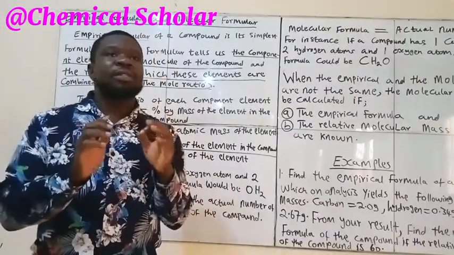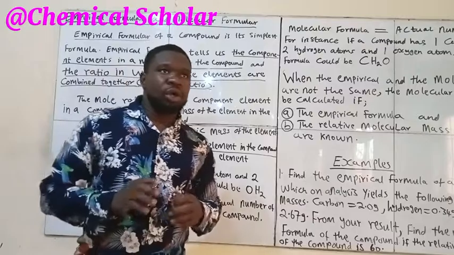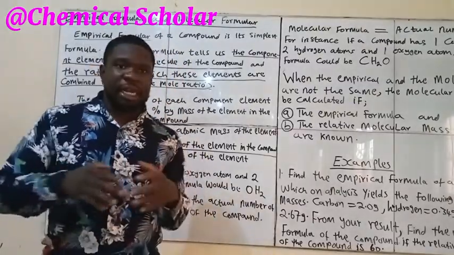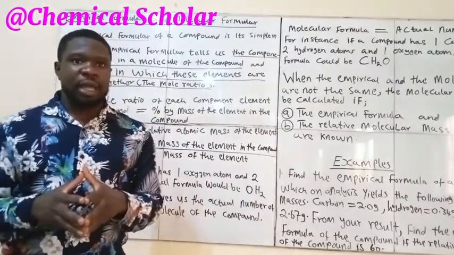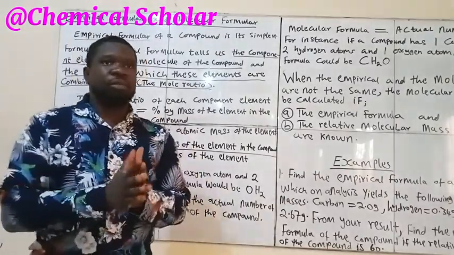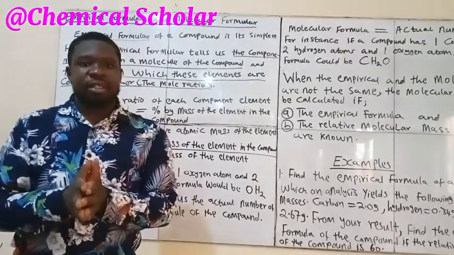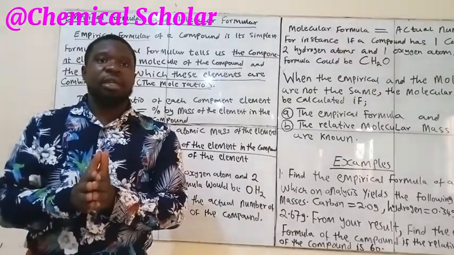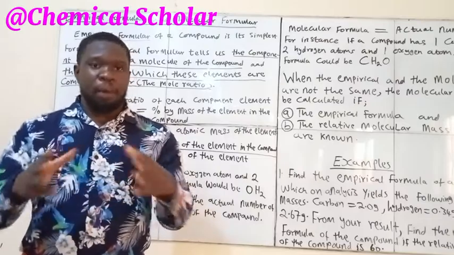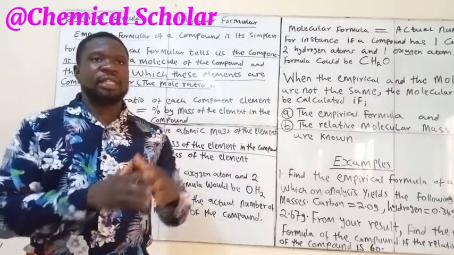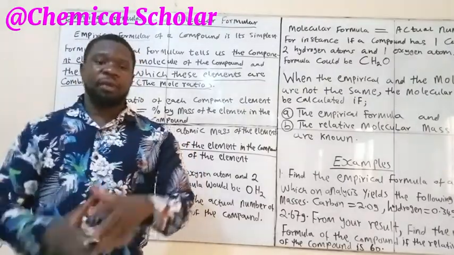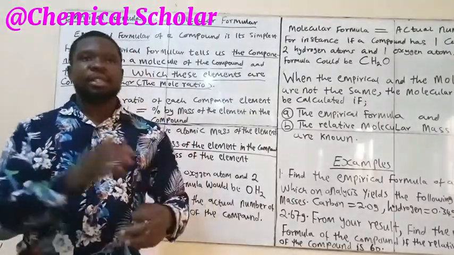So what the empirical formula does primarily is to tell us the elements that are contained in the compound and then tell us the ratio in which these elements are combined together to form the compound. It doesn't necessarily tell us the quantity of the element contained in the whole compound. Instead, it tells us that this element is combined with the other element and combined with the other element to form this particular compound, and this is the ratio.